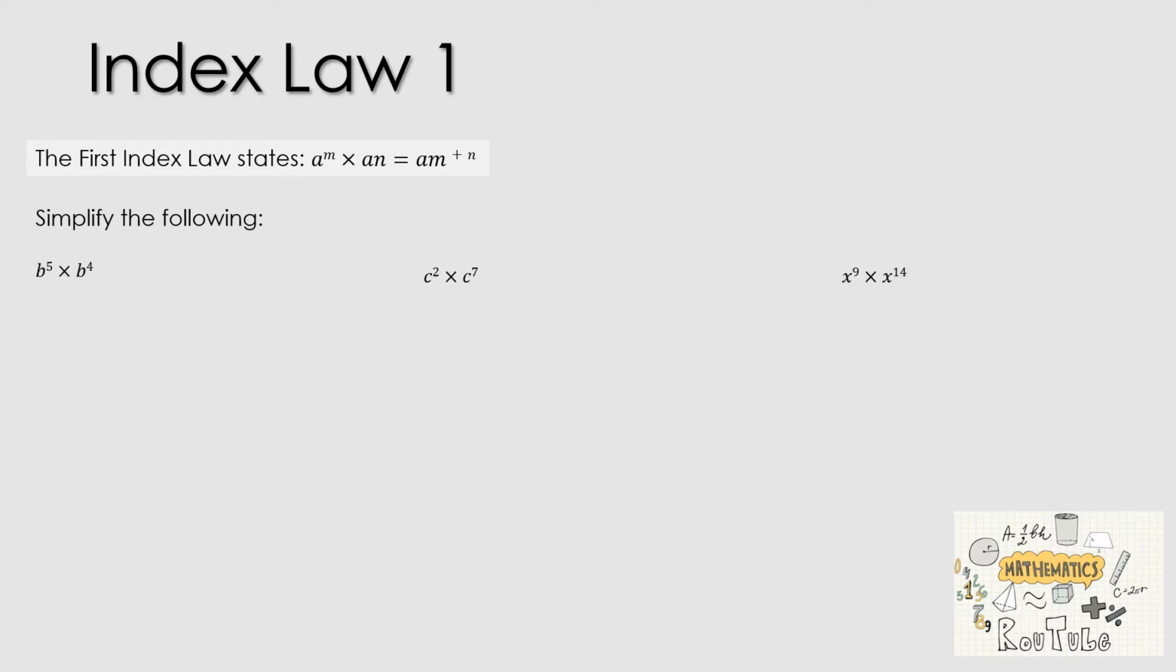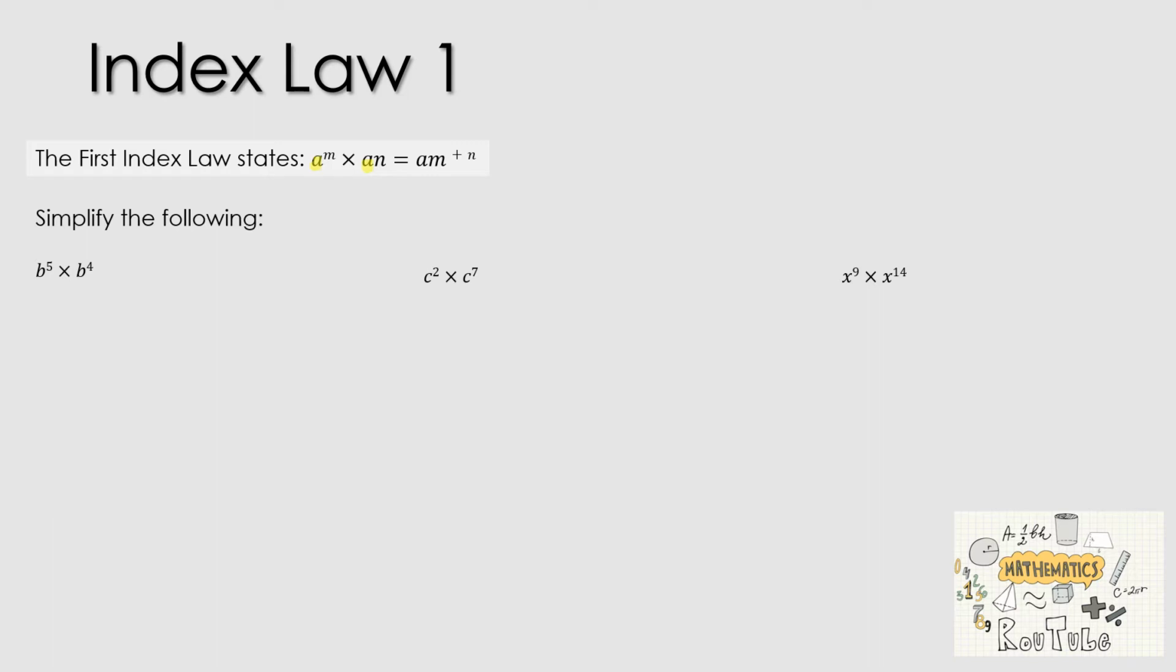If we have a to the power of m times a to the power of n, you will see, and hopefully you already know, that both of these a's are what we call bases. You'll clearly see that both of the bases are the same, and that's really important to identify when we're dealing with the first index law.